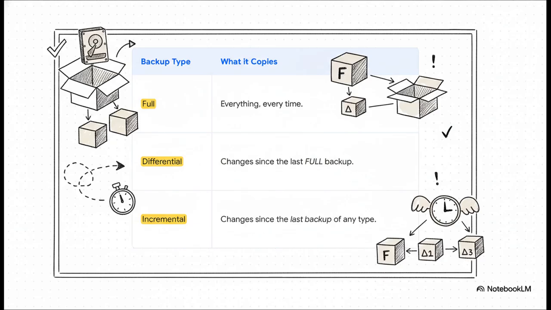A full backup copies everything, every single file, every single time. It takes up the most space and takes the longest, but restoring is super easy. A differential backup copies all the changes made since the last full backup. And an incremental backup is the quickest. It only copies changes made since the last backup of any kind. But restoring from it can be a pain because you need the last full one and every single incremental one after it. I guarantee you will be tested on these differences.